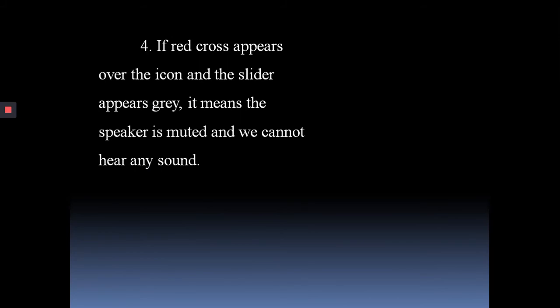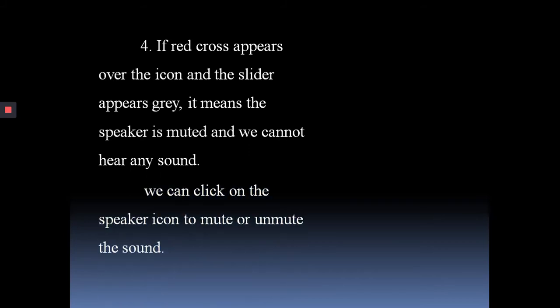The fourth one is if the red cross appears over the icon, the slider appears green. It means the speaker is muted. We cannot hear any sound. If we want to mute the volume, we have to click on the speaker icon. Then only it will be muted. After muted, we cannot hear any sounds from the computer. Again, if you want to unmute the speaker, we have to click on the speaker again, then it will be unmuted.